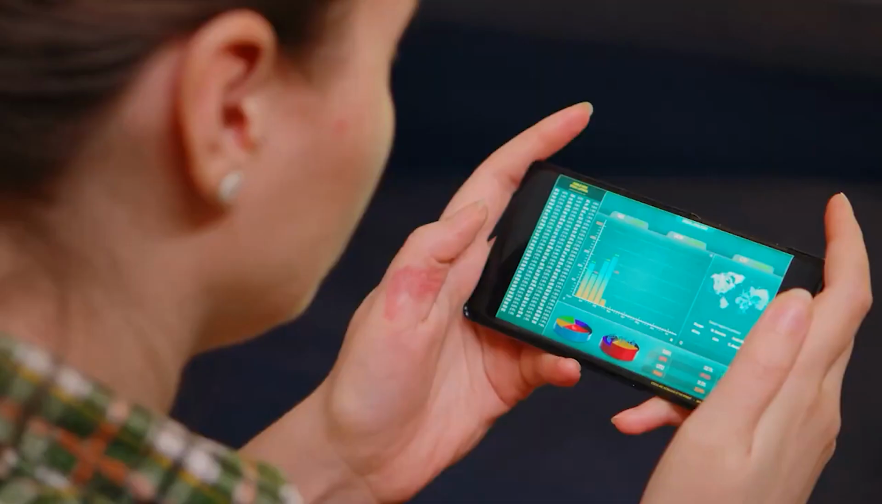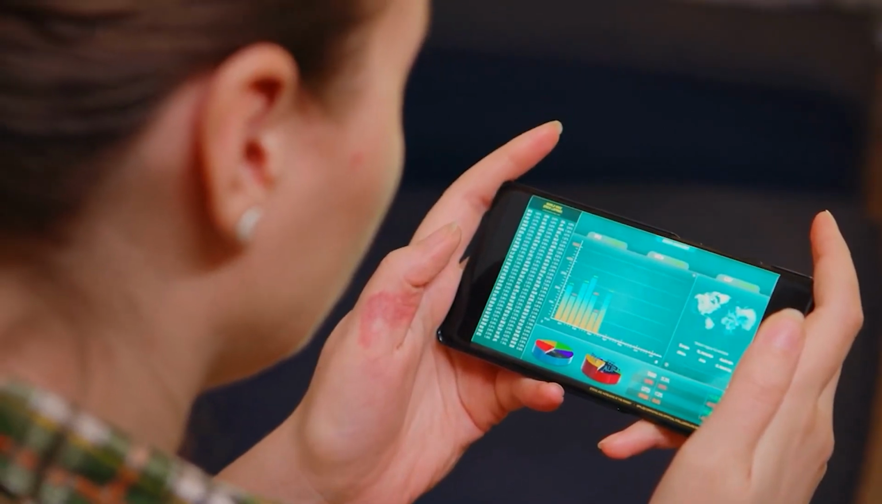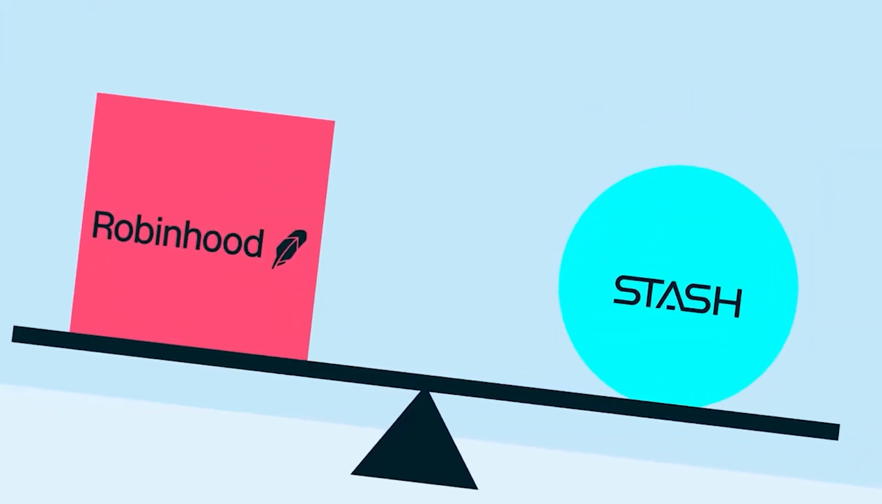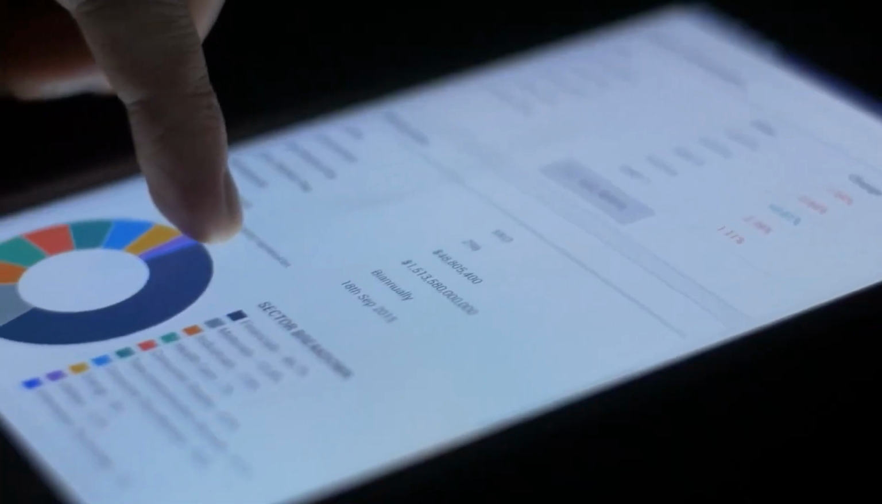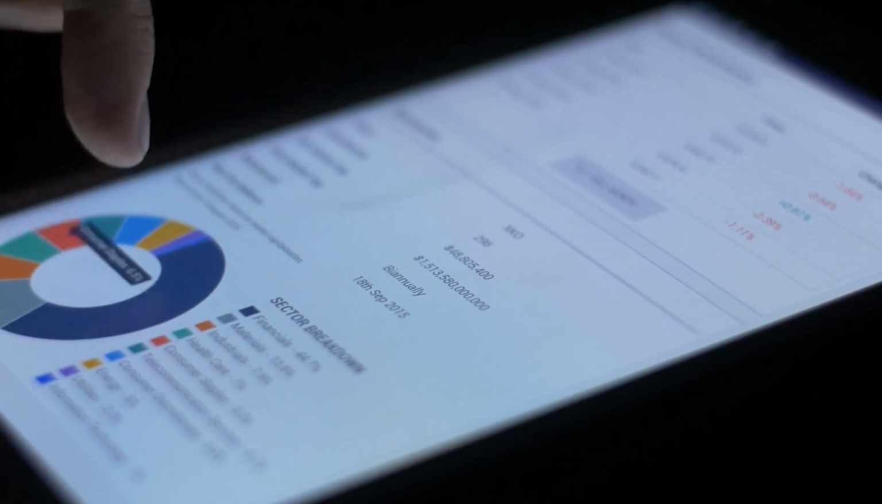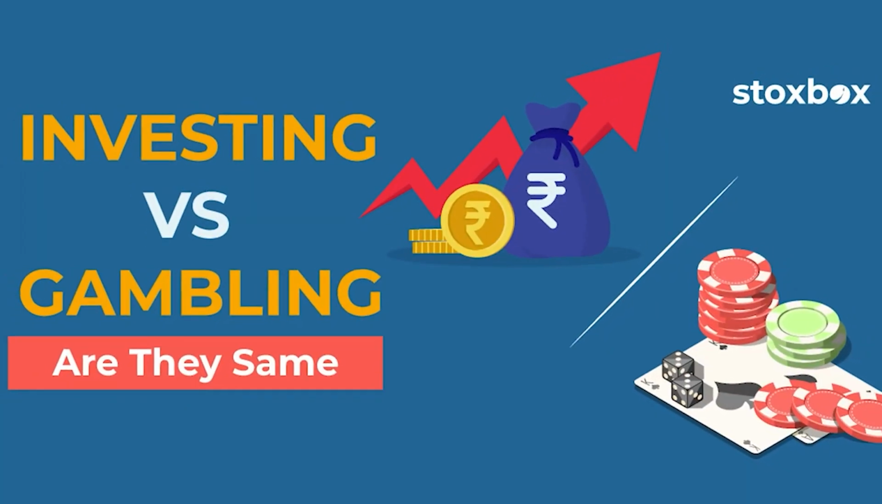One of the biggest myths is that you need a lot of money to start investing. In reality, you can start investing with as little as a few dollars through apps like Robinhood or Stash. Another misconception is that investing in the stock market is like gambling. While there is certainly risk involved, investing in the stock market is not the same as gambling.